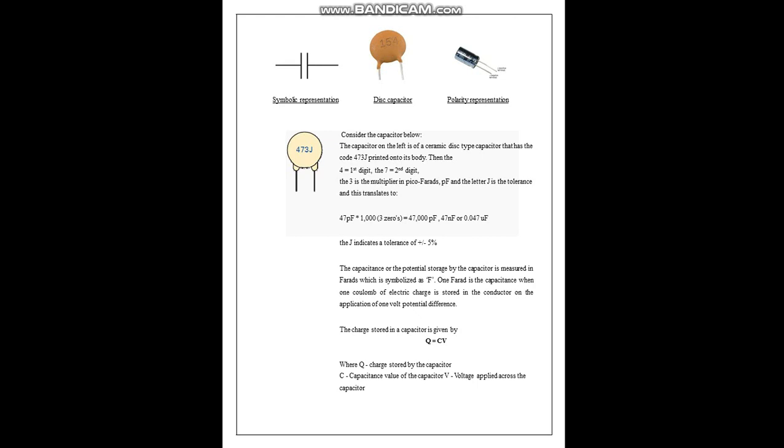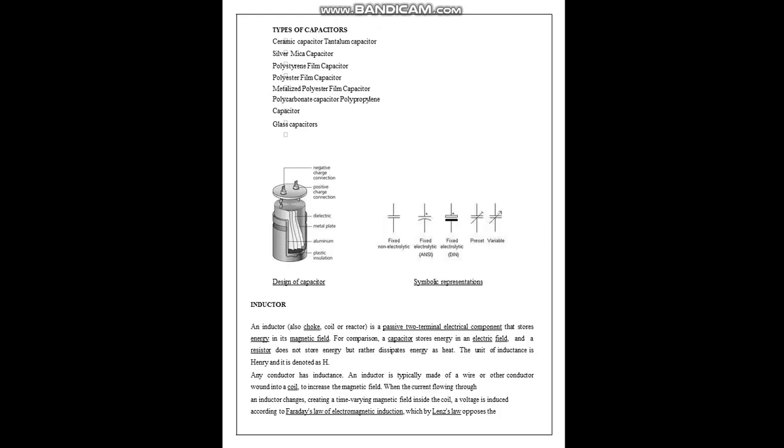Next we are going to see the formula: Q is equal to CV. The charge stored in a capacitor is given by Q equals CV, where Q is the charge stored in the capacitor, C is the capacitance value of the capacitor and V is the voltage applied across the capacitor. There are many other types of capacitors: ceramic capacitor, tantalum, silver mica, polystyrene film capacitor, polyester film capacitor, metallized polyester film capacitor, polycarbonate capacitor, and glass capacitors.